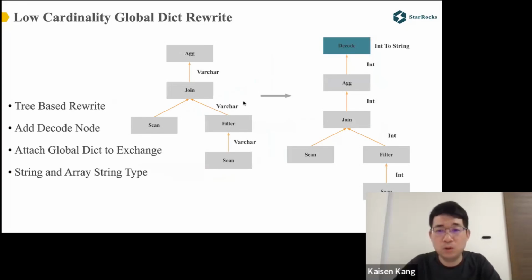This diagram provides a detailed depiction of the global dictionary plan rewrite process. Currently, StarRocks supports optimizations for string and array string data types. The end-to-end rewriting process operates on the physical execution tree, employing a bottom-up traversal approach. If a string column can do a low-cardinality optimization, it is rewritten as an integer column, and all string and aggregate functions referencing this column are modified accordingly. Conversely, if a low-cardinality optimization can't be done on a particular operator, a decode operator is inserted. With this decode operator, the integer column is transformed back into a string column.